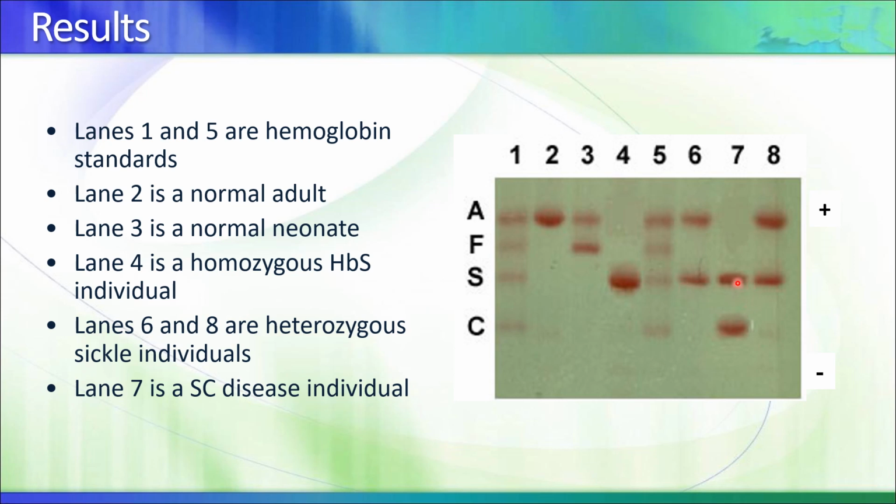This is number 7, an individual with HbSC. And individual 8 is someone with sickle cell trait as well. So that's how it looks like.